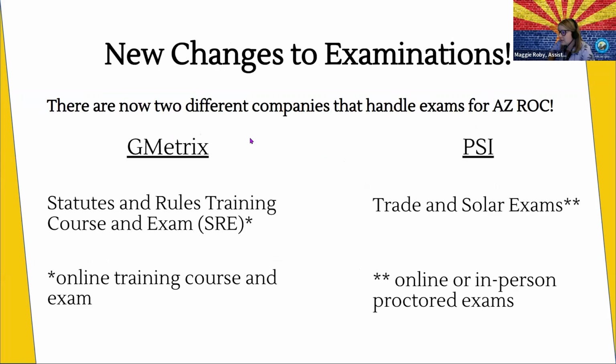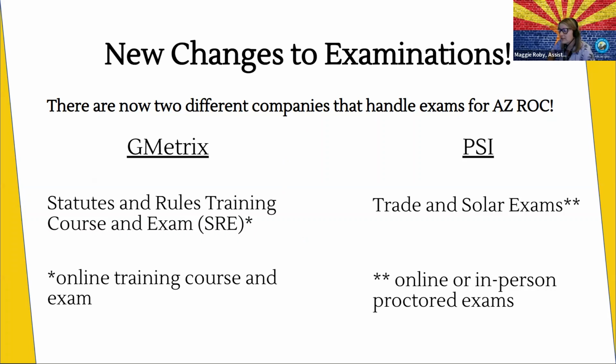So like I said, we did have some changes to our examinations. So the Statutes and Rules exam is now a training course. It is an online training course and exam. It is done through a company called G-Metrics. It is a computer-based training module. You can save and exit, come back if you're not able to finish it. It is not a proctored exam, meaning there is not somebody monitoring you taking that test.